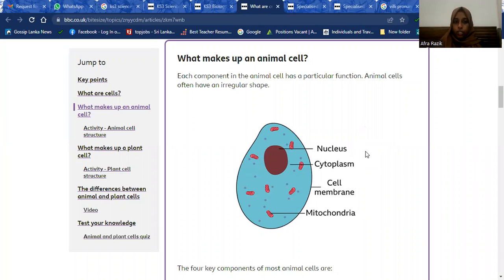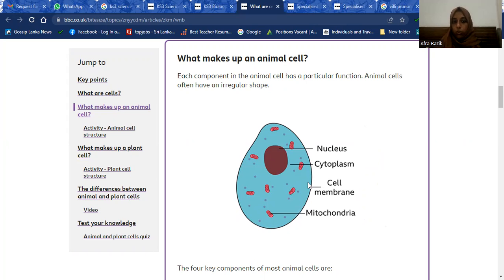Good morning, children. Let's start up with the biology lesson. I hope you can remember what we did last week. We studied the animal cell and the components of the animal cell. You can see on my screen that the animal cell is visible over here, and I hope that you can remember the functions of each component.